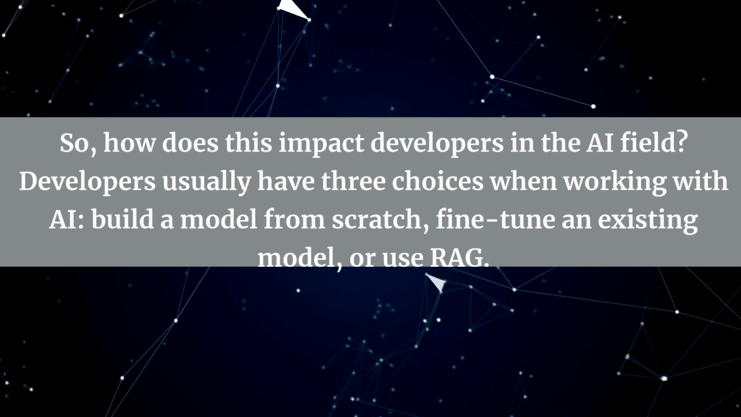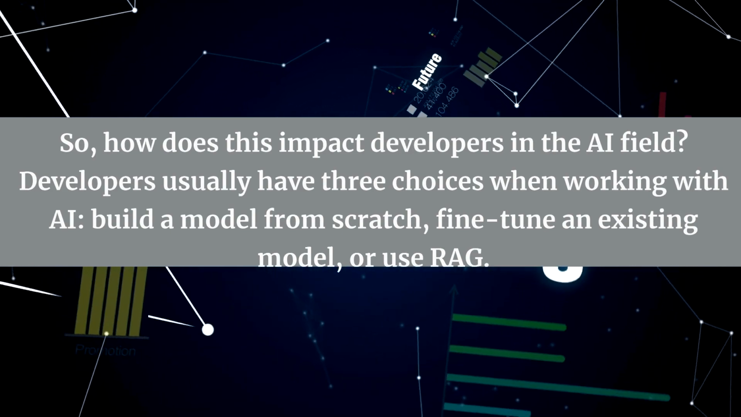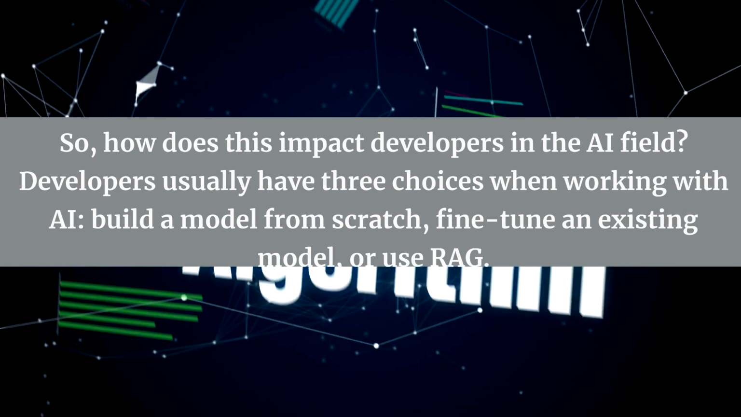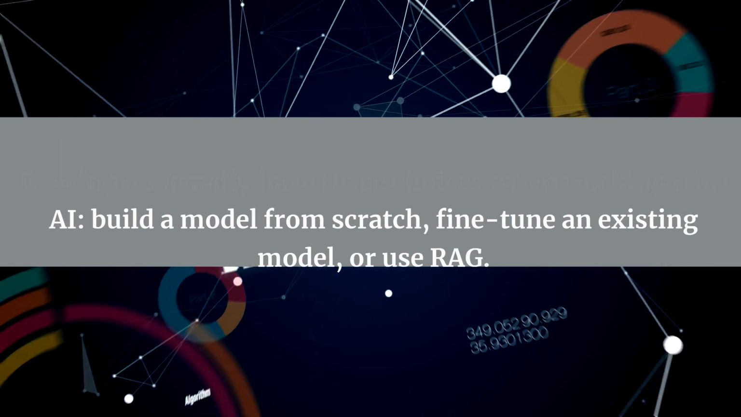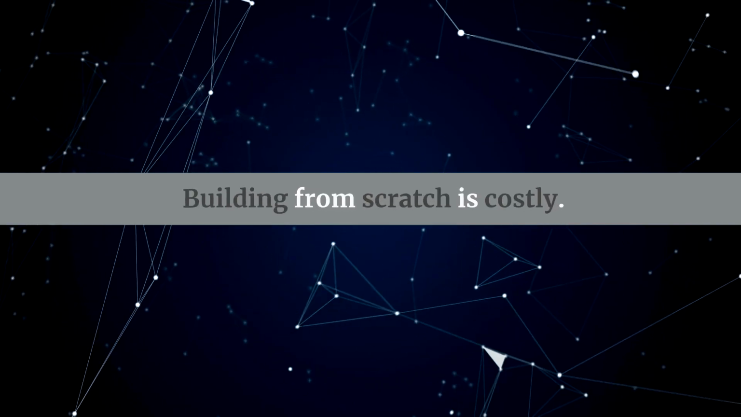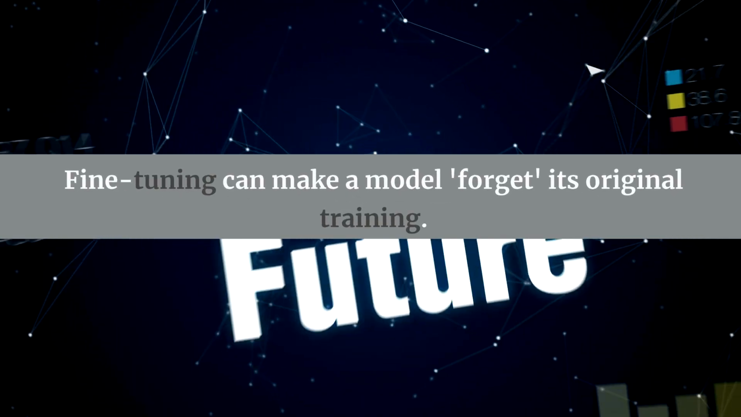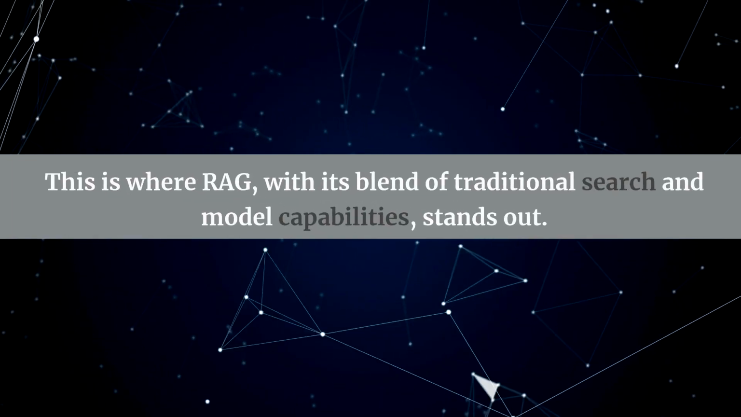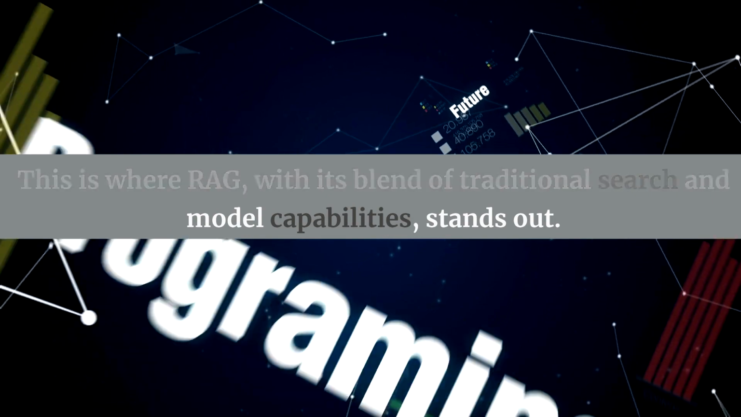So, how does this impact developers in the AI field? Developers usually have three choices when working with AI. Build a model from scratch, fine-tune an existing model, or use RAG. Building from scratch is costly. Fine-tuning can make a model forget its original training. This is where RAG, with its blend of traditional search and model capabilities, stands out.